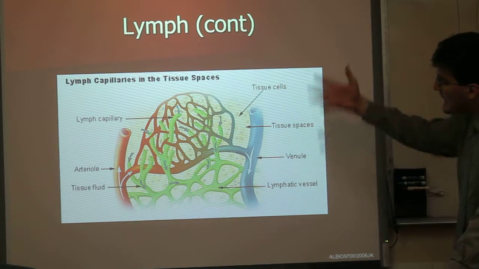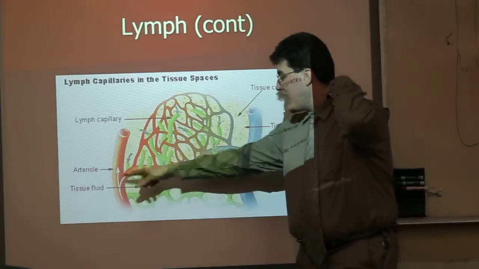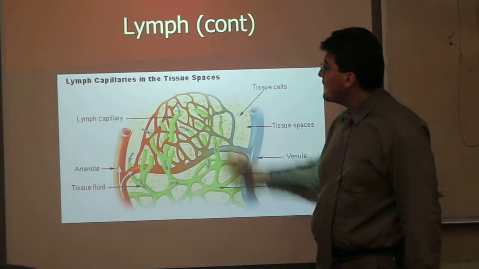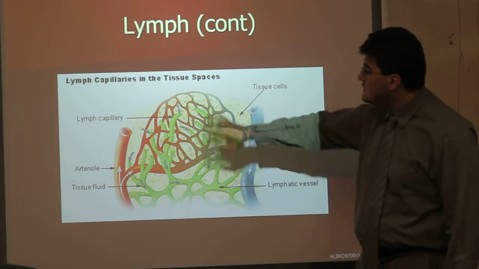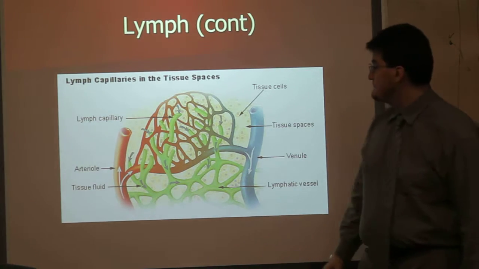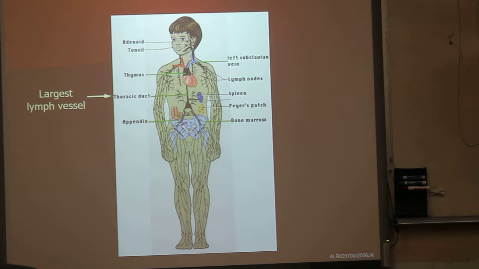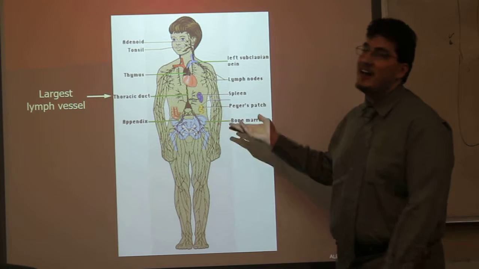Now, this is a better image of how our arteriole and our metarteriole and our thoroughfare channel and our capillary bed and our tissue space and our lymphatic ducts interplay with one another. So this is a more complete diagram. Now, this is a diagram that shows the lymphatic system in basically a Ken doll.